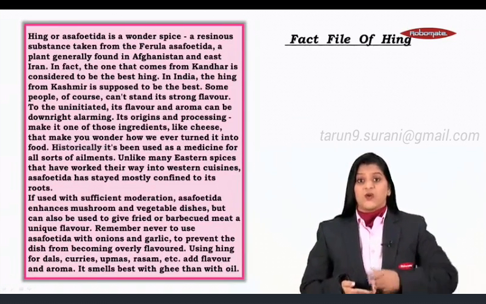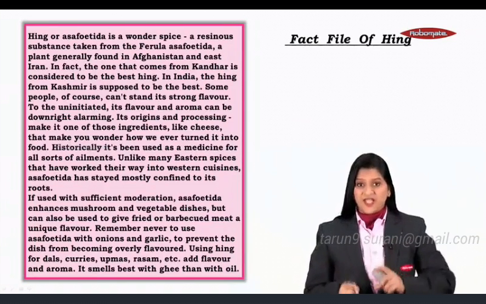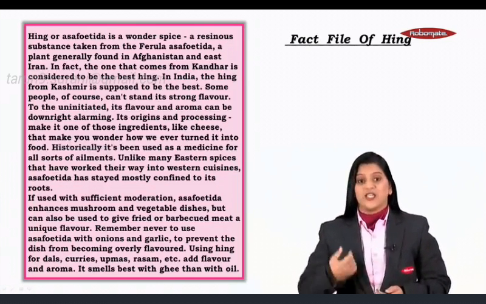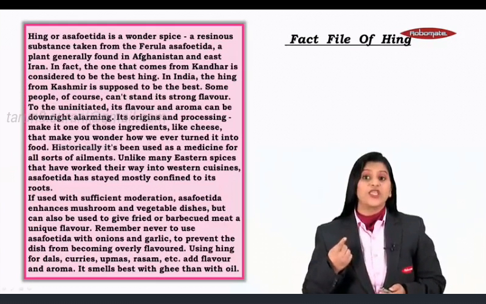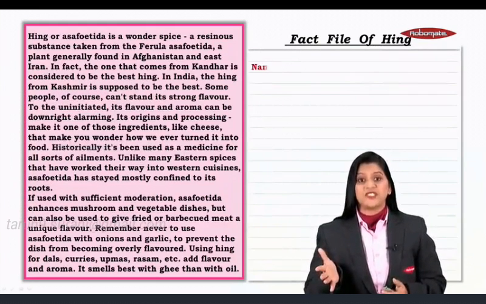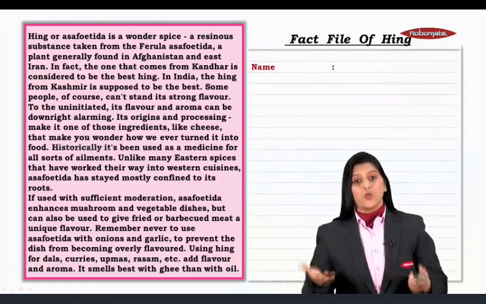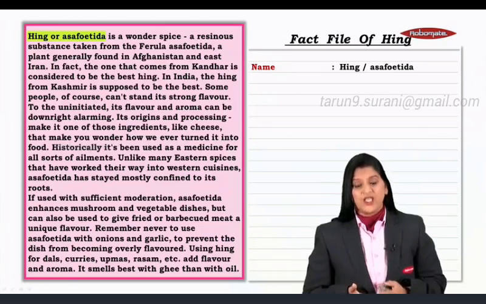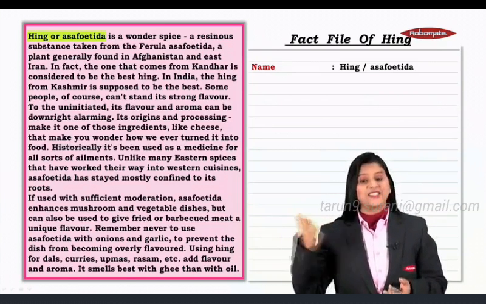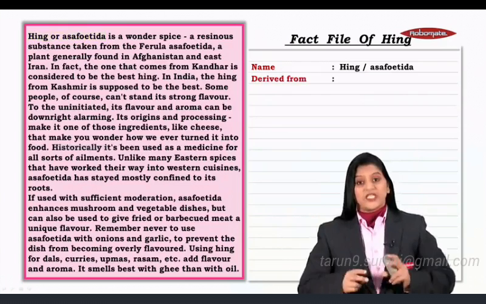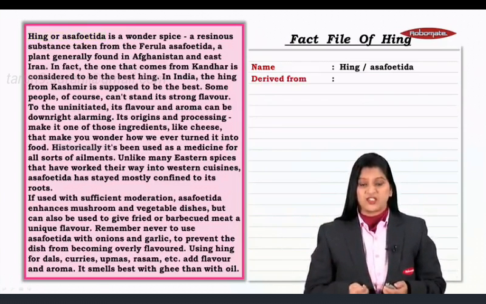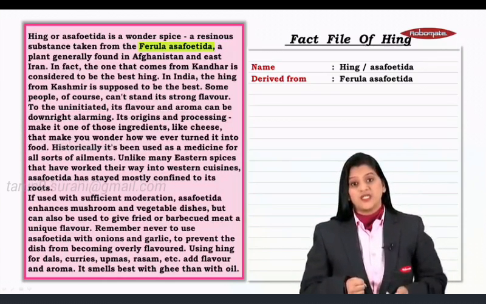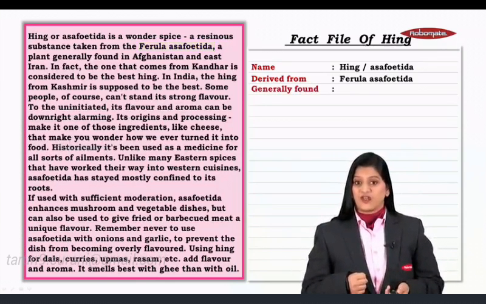Alright, now once you've read it, give a title, fact file of Hing, because the entire passage is about Hing. Now, once you've done that, start looking for points. For example, the first point will obviously be about which thing are we talking about. The name of the thing is Hing. It is also called asafoetida as given in the passage. Now, the next point that we can find in the passage, it is derived from what? From a Ferula asafoetida.